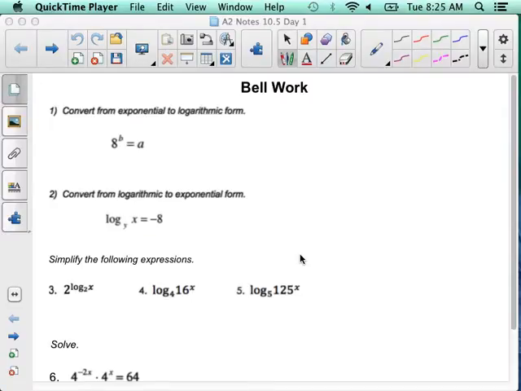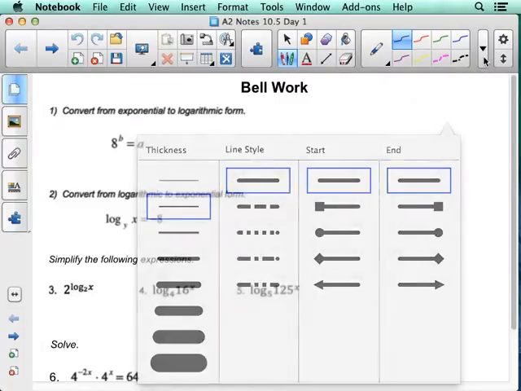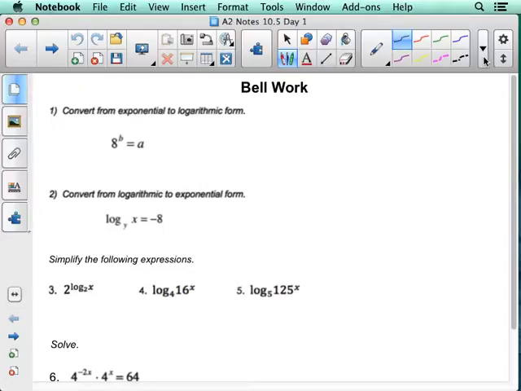Okay, so we're going to do a quick review before we get started on properties of logs. So we're going to look at what we were talking about yesterday. Convert from exponential to logarithmic form: 8 to the power of b equals a. So this would be log base 8 of a equals b. And this says convert from logarithmic to exponential form. So this should say y to the power of negative 8 equals x.